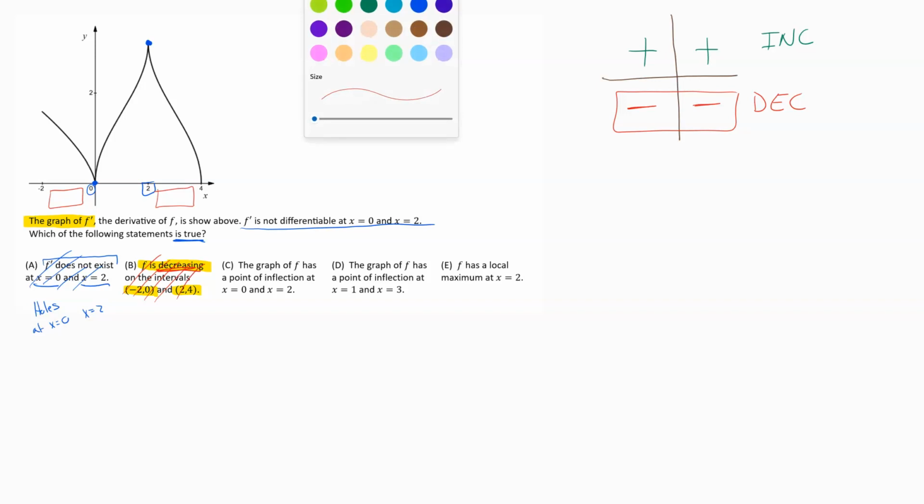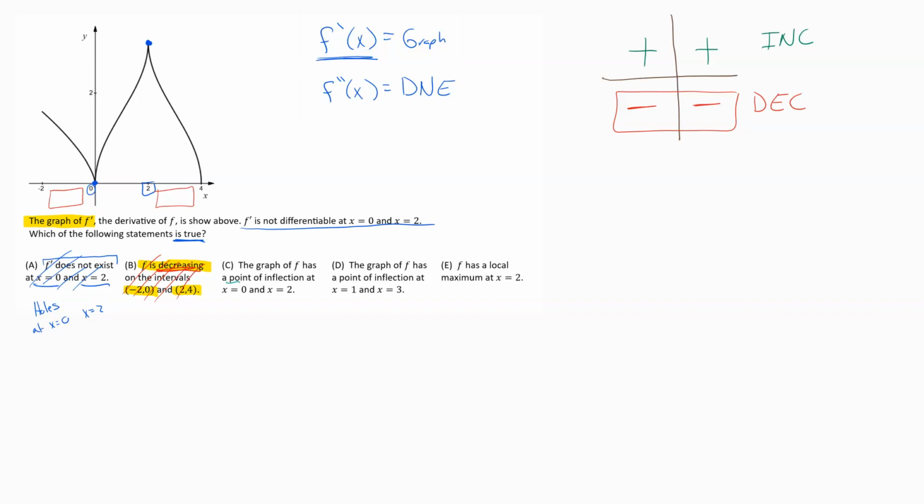Moving on to C now, C is saying that f has a point of inflection, an inflection point, at x equals 0 and x equals 2. So we need to know what is the definition of an inflection point? What has to happen for that to be true? Well, two things have to happen to have an inflection point. The first is you need the second derivative to equal 0 at that point, or you need the second derivative to be undefined at that point.